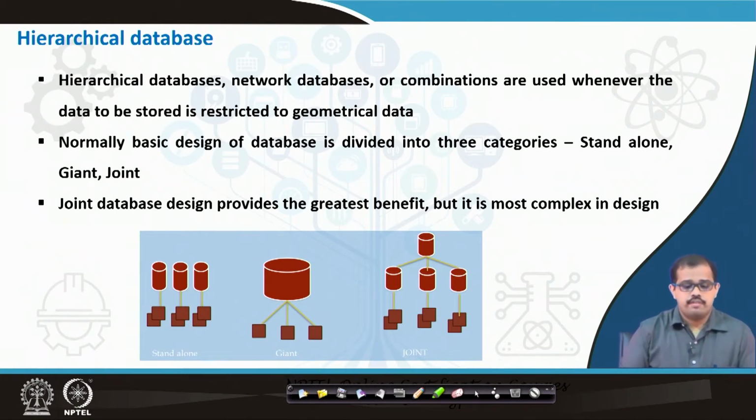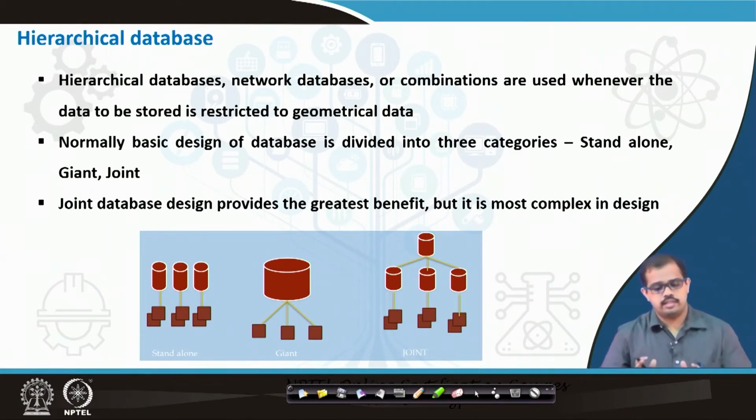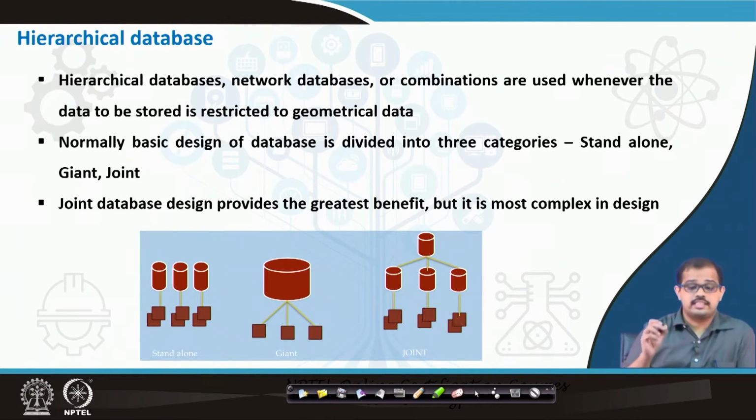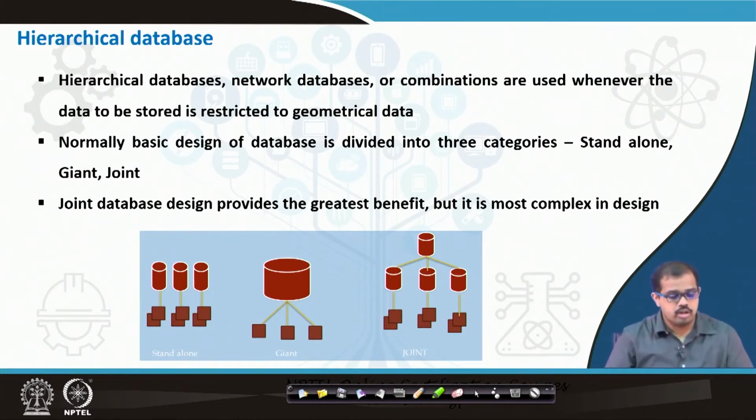Hierarchical and network databases, or a combination of these, are used whenever the data to be stored is restricted to geometric data. When I say geometric, I am being very specific to the geometry of the data. Normally the basic design of a database is divided into three categories: one is a standalone, another is a Gantt, and another one is a joint.